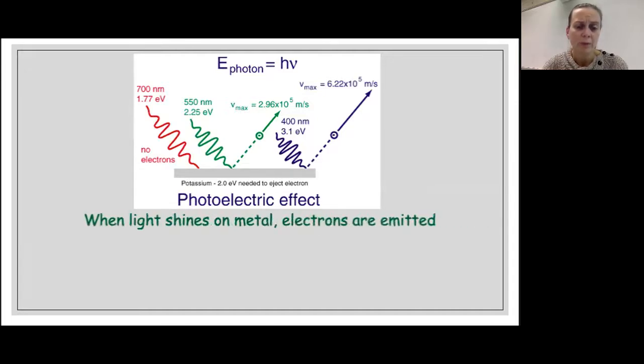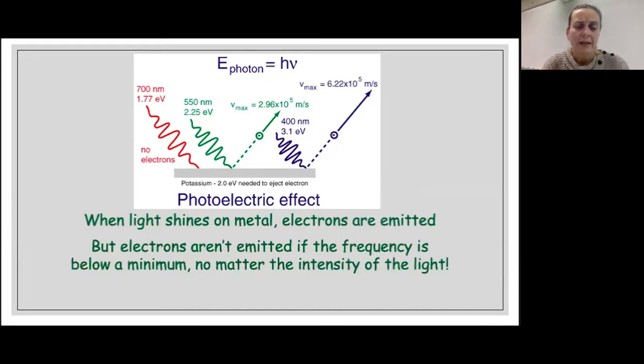But what scientists found is that if the frequency was below a certain frequency, it didn't matter how intense the light was, how bright the light was, electrons were not going to be ejected. And so this is the experiment that confirms the idea of the particle nature of light. And it gives us a direct relationship between the energy of the light and the frequency of the light.